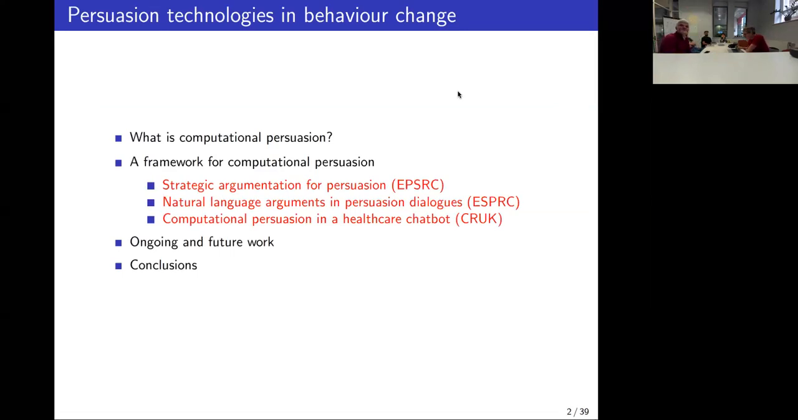Okay, so what I'll do is talk about computational persuasion, and I'm going to base the talk around three projects. The first one was a large, or at least for me, a large EPSRC project that's now finished, so I'll talk quite a bit about that. Then I'll talk about an extension that I did with a PhD student with EPSRC funding. And then finally, I'll talk briefly about an ongoing Cancer Research UK project.